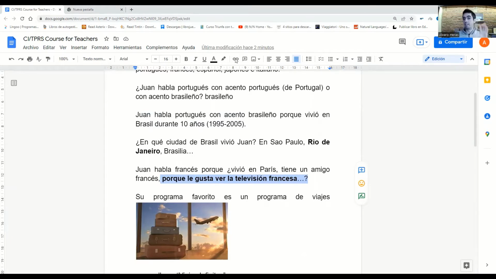Here in this case, you know what "le gusta" means, but you can always go with, I don't know, a heart, just to help your student understand what you mean by that. Then "televisión francesa", again, thanks to the similarities between English and Spanish, I don't need to explain that, and then the context and so on. Perfect. Exactly. Yeah, you're so right.